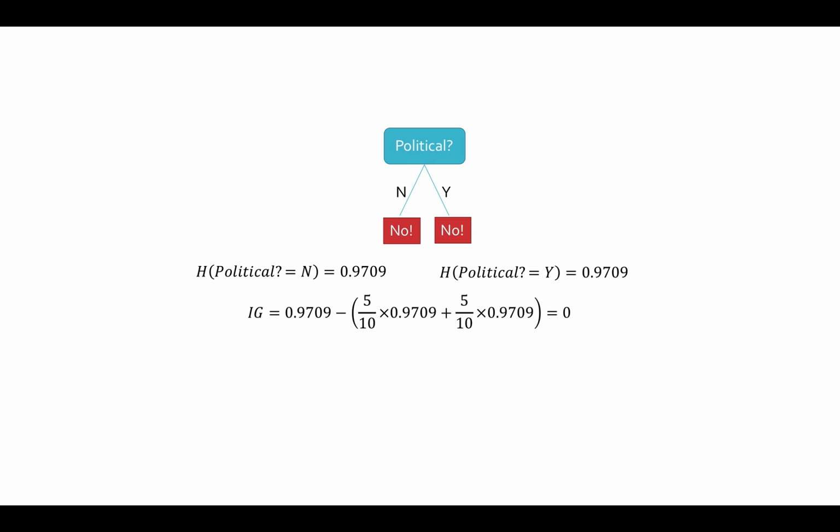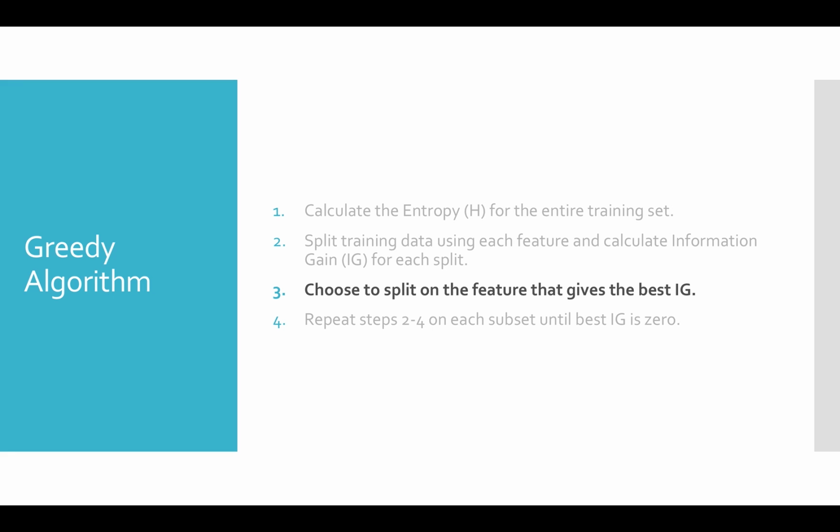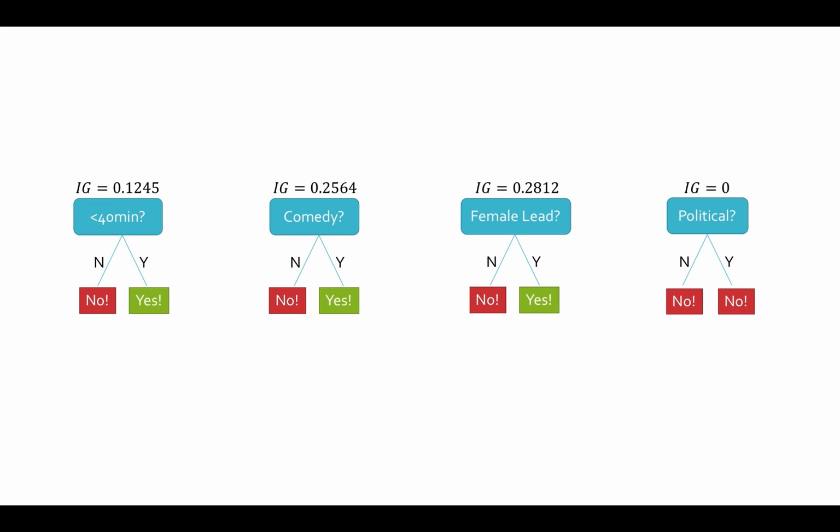Let's look at our options. We finished splitting the data on each feature, and now we need to choose the best feature to split on. Looking at all the features and their associated information gains, which one looks the best? Female lead. It has the highest information gain, so we'll start with that.